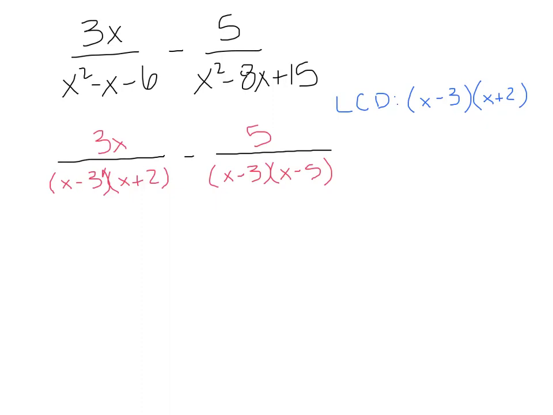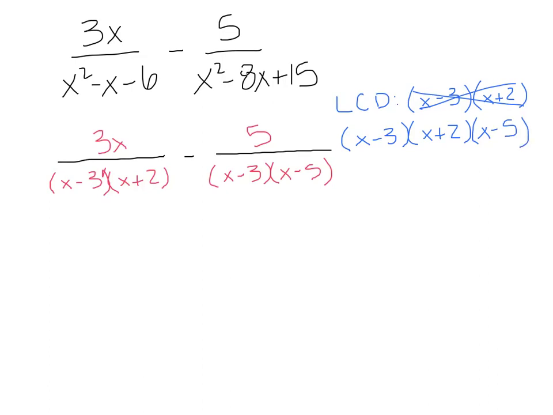And if I look at the second denominator, I need x minus 3, which is already included. I already have that. So I also need x minus 5, though. So I'm going to add that to my least common denominator. I ran out of space, so I'm going to rewrite it. X minus 3 needs to be included. X plus 2 needs to be included. And I'm going to need x minus 5.